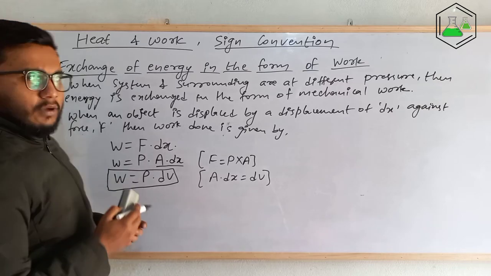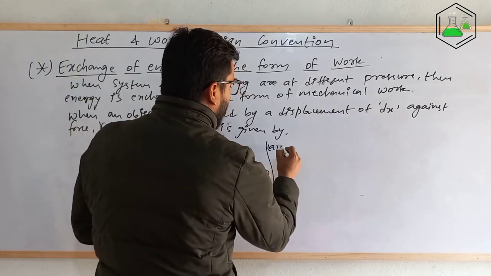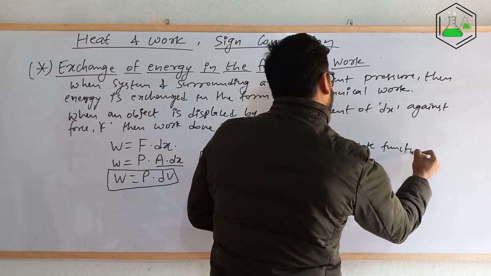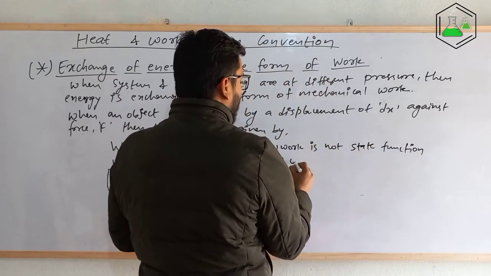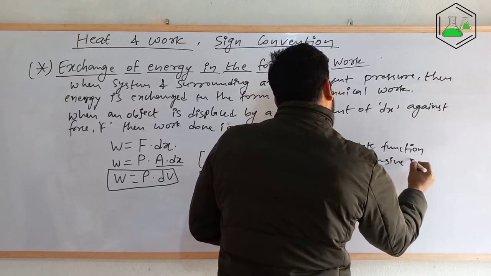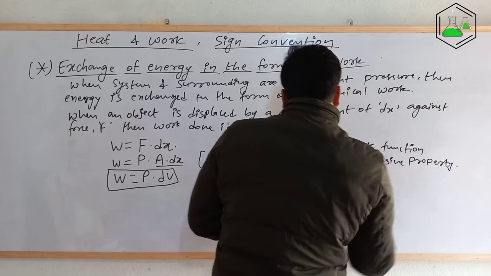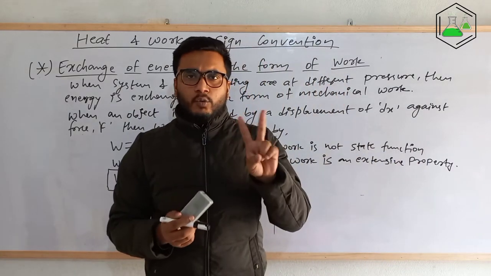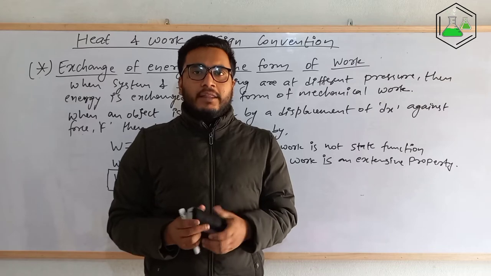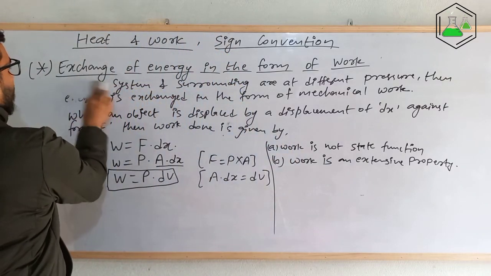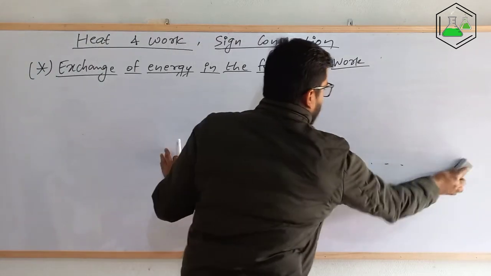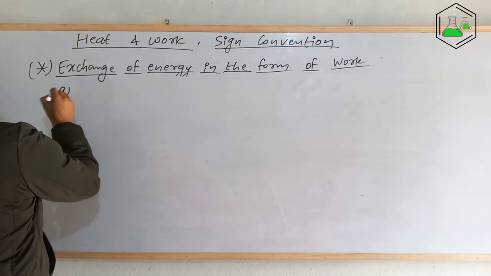Here, this work done also has certain properties. Let me write that over here. That is, work is not a state function. Similarly, work is an extensive property just like heat, and its sign convention can be done in two ways: on the basis of change in volume and on the basis of change in internal energy. Let's see them one by one.